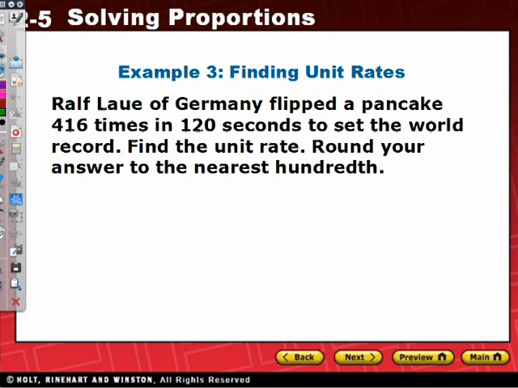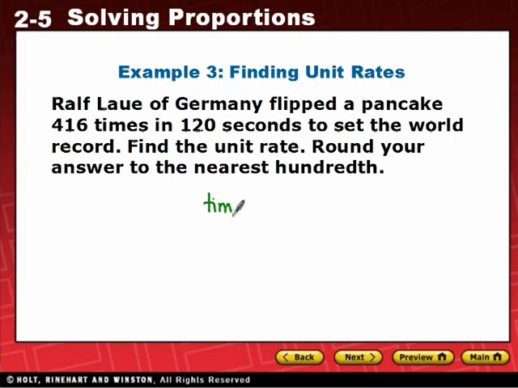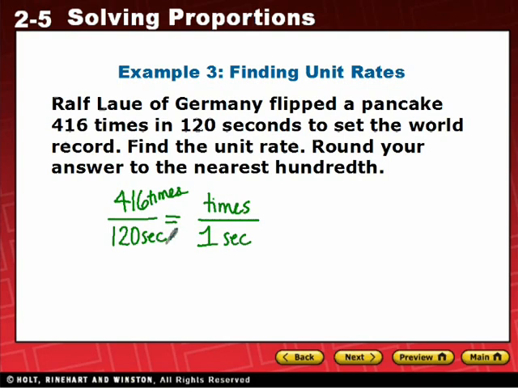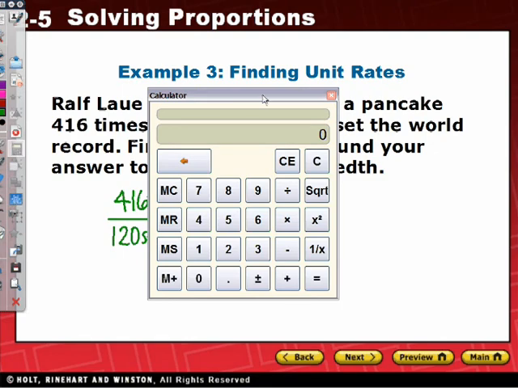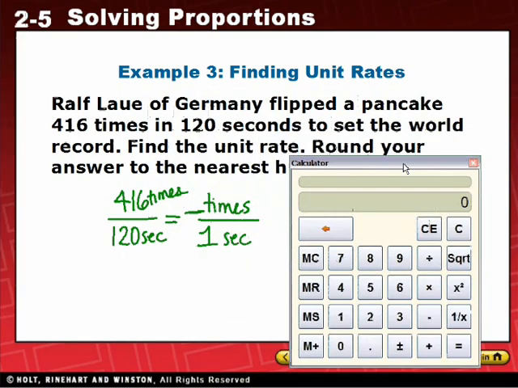So we want to know how many times he flipped the pancake per 1 second. What we already know is that he flipped it 416 times in 120 seconds. Now it gives me a little hint that I might want to use a calculator here because it tells me to round my answer to the nearest hundredth. So let's go ahead and pull up our calculator on the screen here. And we'll drag it out of the middle so you can still see the problem.